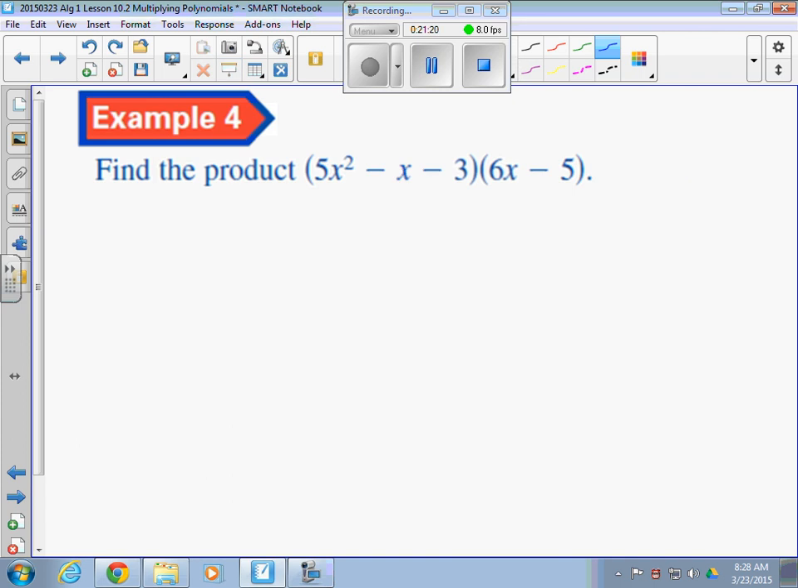On the back, do this one. Separate the trinomial and multiply each of the terms by the binomial 6x minus 5.